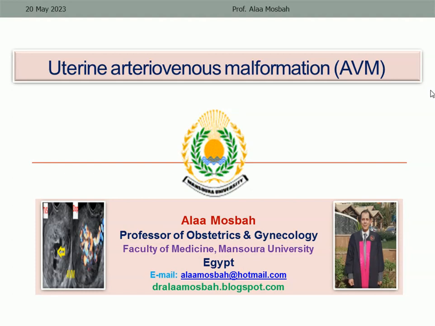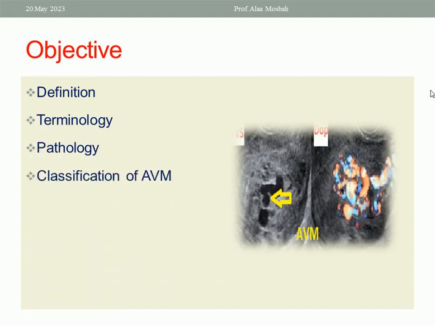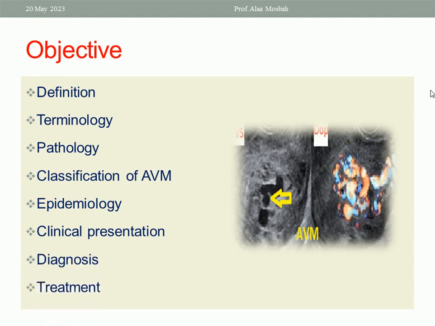Today we have a very special topic, which is uterine arteriovenous malformation. This is a very important subject. So what are the objectives? To know the definition of arteriovenous malformation, terminology, pathology, classification of arteriovenous malformation, epidemiology, clinical presentation, diagnosis, and lastly the treatment of arteriovenous malformation. Okay.